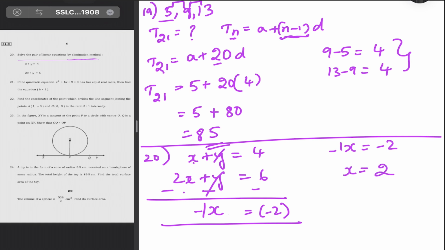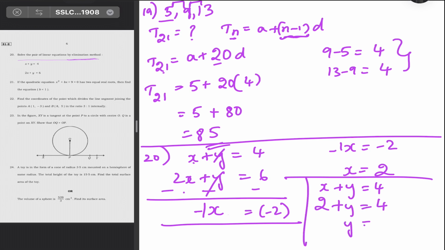So, substituting the value of x in any one of the equations, let us take the first equation, x plus y is equal to 4. Substituting, 2 plus y is equal to 4, so y is also equal to 2. Hence, x is equal to 2 and y is also equal to 2.